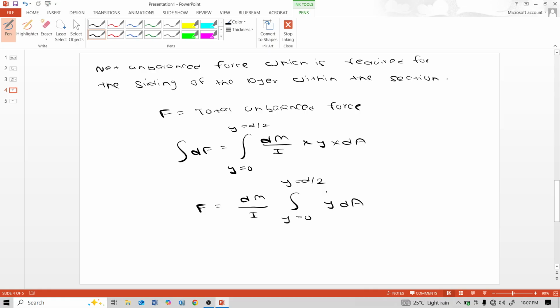F is equal to dM upon I, integration with boundary conditions from 0 to d by 2 of y into dA. This integral of y into dA from 0 to d by 2 is the first moment of the area under consideration from the neutral axis. That means this is A into y bar.